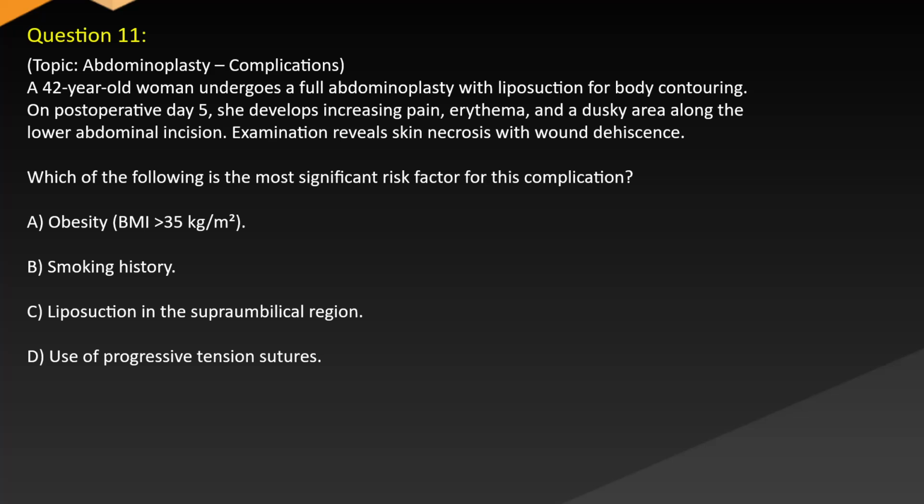Which of the following is the most significant risk factor for this complication? A. Obesity, BMI 35 kilograms per meter squared. B. Smoking history. C. Liposuction in the supraumbilical region. D. Use of progressive tension sutures.